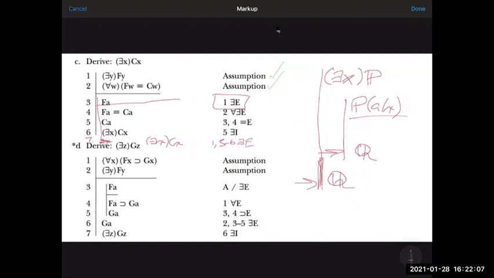So there's technically 2 mistakes in this one. Line 3 should be a subderivation or the beginning of a subderivation. And there should be another line after the subderivation, line 7. So those are the mistakes in that one.